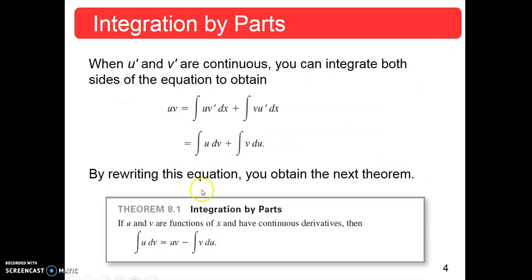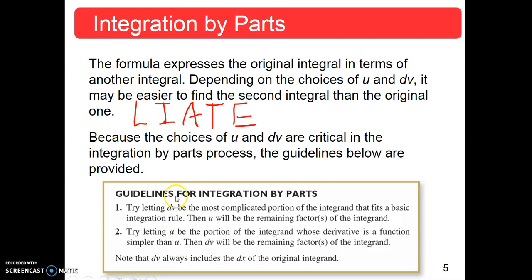Right? So you're going to have to figure out what u is and what dv is. And sometimes it's just a guess, but LIATE is a good way to remember what the best choice for u will be. The guidelines here say you want to let dv be the most complicated part of the integrand, and u is what's left over. That's a good idea, but sometimes it's hard to know what's the most complicated.